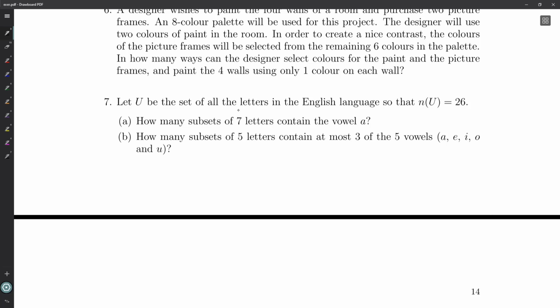Alright, so let U be the set of all letters in the English language, and just because not everyone's a native English speaker or a native Roman alphabet user, we know that that's going to be 26. Alright, how many subsets of 7 letters contain the vowel A? So it's actually the same sort of question we were just talking about, but a bit more advanced.